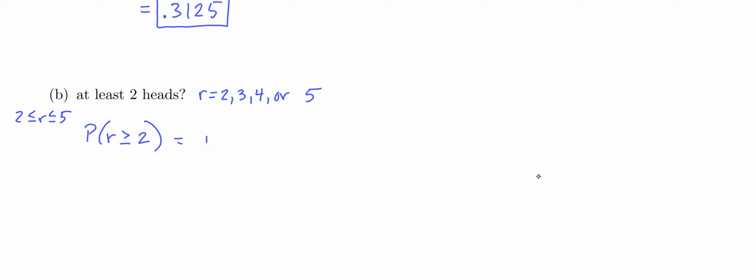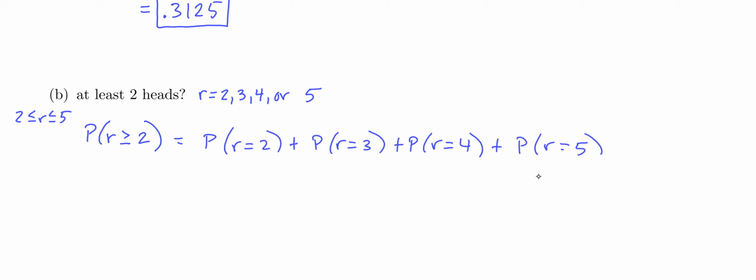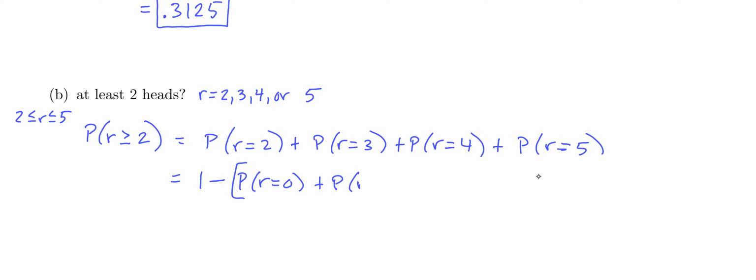In this case, this technically equals the probability that r equals 2, plus the probability that r equals 3, plus the probability that r equals 4, plus the probability that r equals 5. We did already calculate the probability that r equals 2 in the previous part, but then we would still have to calculate 3 more probabilities. What may be shorter is to say we can use the complement and calculate 1 minus the probability that r equals 0, plus the probability that r equals 1.